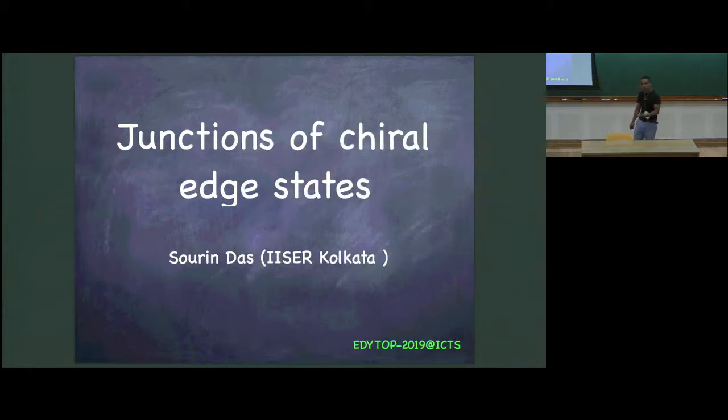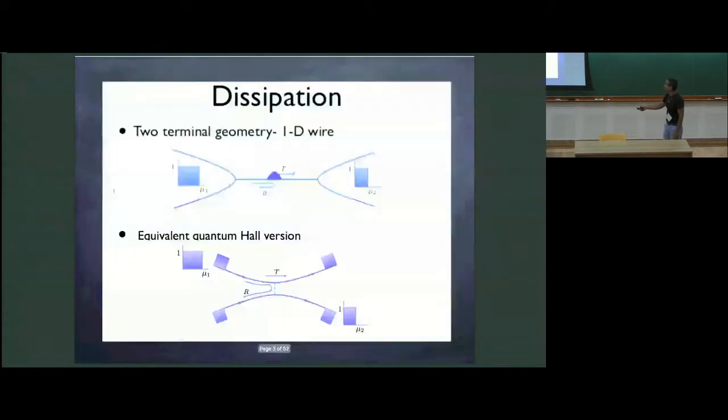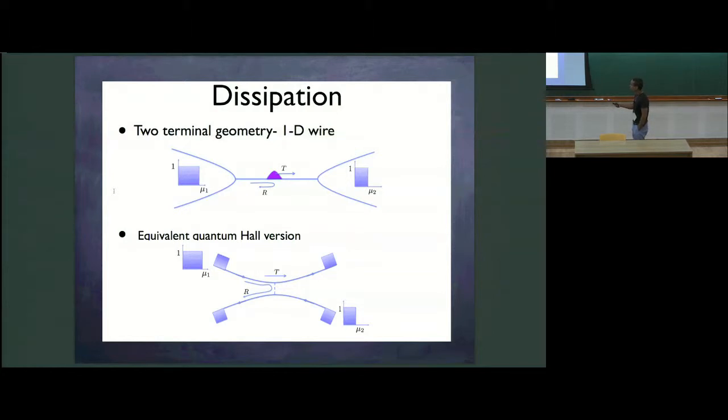It's a free electron picture, asking a very simple question. I'll skip this, since we have had enough introduction to quantum Hall edges. The simplest geometry is a two-terminal geometry. You think of a one-dimensional wire where there's a small scatterer sitting in the middle. You impose a chemical potential mu1 to the left and mu2 to the right, at zero temperature, where mu1 is greater than mu2.